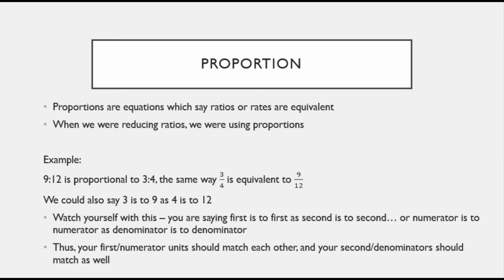When we work with proportions, we're using ratios or rates, we can use either. But what we're doing is saying they're equivalent and we're solving a proportion, or we're trying to find out if they are equivalent. So if 9 to 12 is proportional to 3 to 4, that's the same way as saying 3/4 is equivalent to the fraction 9 over 12. And there are other fancy ways to say it, like 3 is to 9 as 4 is to 12. Notice how you're keeping your numerator, your first number, straight, and your denominators, your second number, straight.